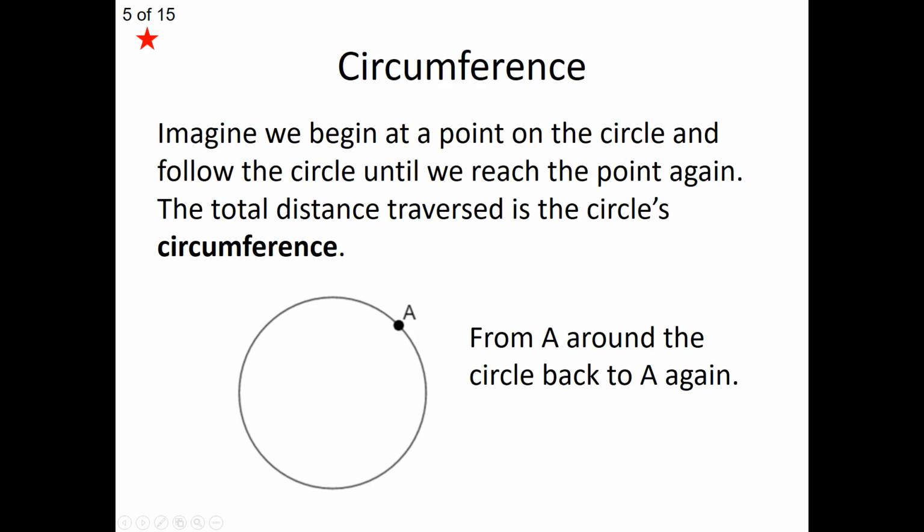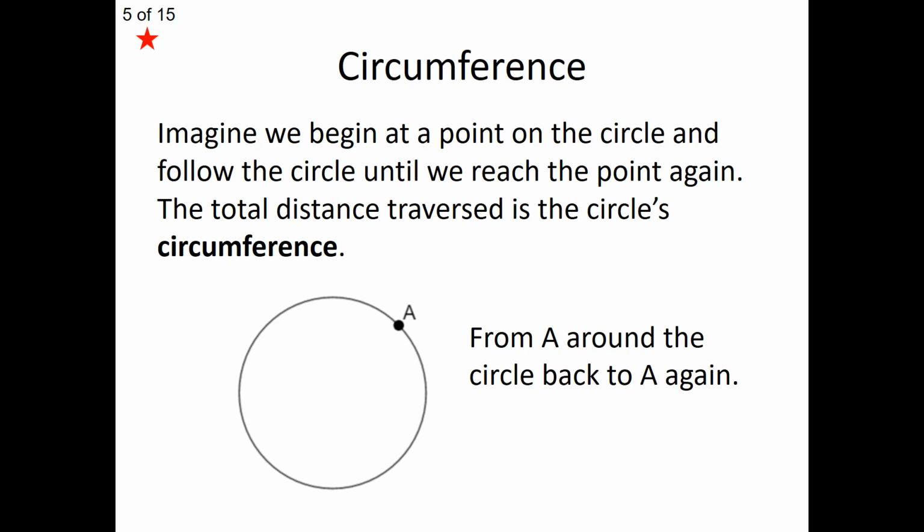Now, one more thing we're going to talk about as far as the circle's anatomy is known as the circumference. So imagine that we pick a point on our circle, any point that's on the circle, and we then begin to follow the circle around itself until we reach that same point that we started with. That total distance traveled is what we call the circle's circumference. Think about how we use the definition of the perimeter in a polygon as the total distance around any given polygon. The circumference is the total traveled distance around any given circle.